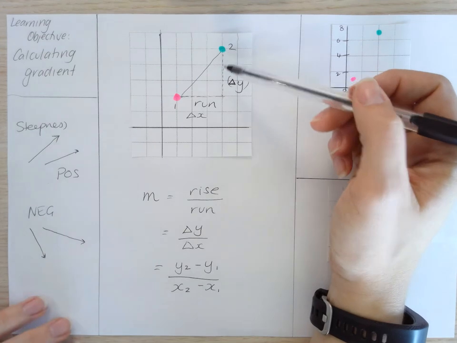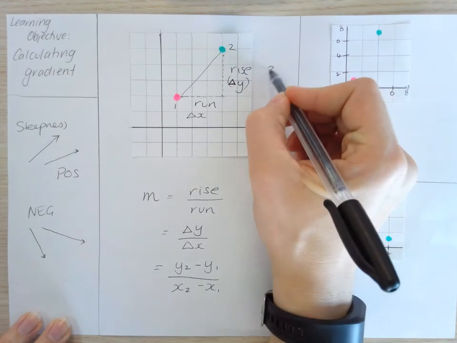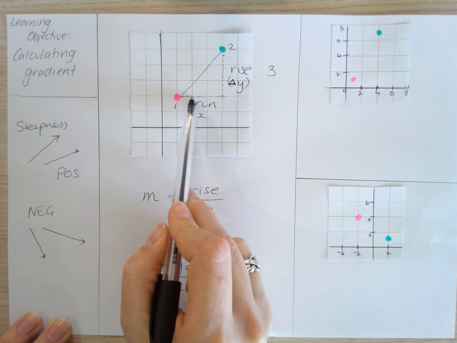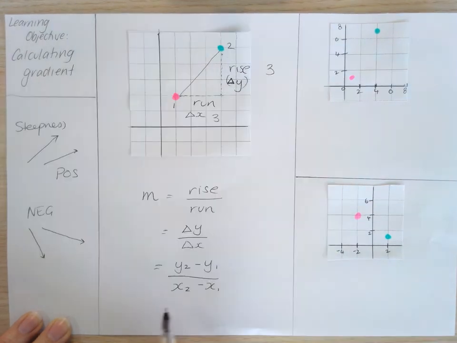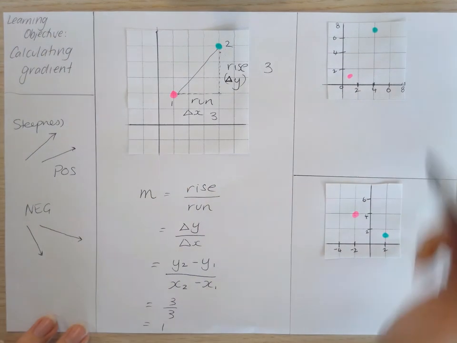So that's the rule we're going to use, and we can actually calculate this one, or we can just count it. So we can say the rise here is 1, 2, 3. So our rise is 3 and our run is 1, 2, 3. So in this case it would be 3 divided by 3, which is simply 1. So that one's a nice easy one. Let's do these ones now.